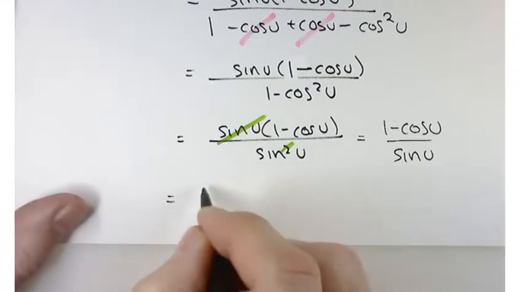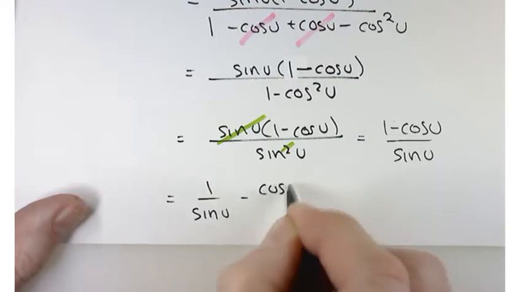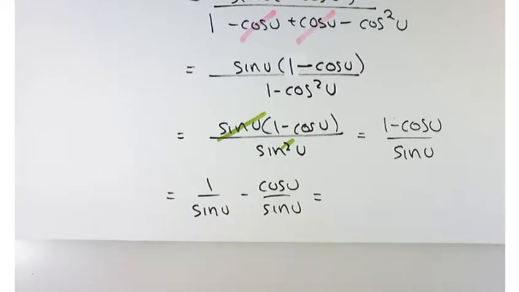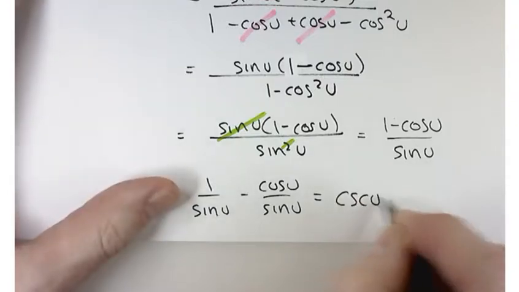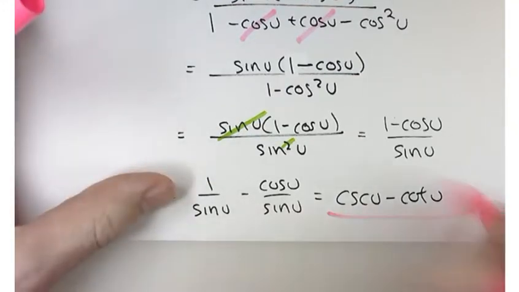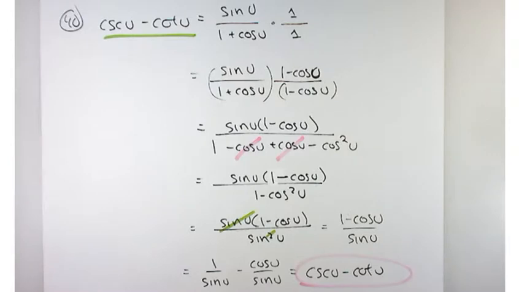If I rewrote that as 1 over sine of u minus cosine of u over sine of u, then this side simplifies a little bit, right? What's it simplify to? Cosecant u minus cotangent of u. Wow, isn't that special? That's what I had to begin with. So I worked exclusively with the right-hand side, and I made it match the left-hand side, which is how these things have to work.